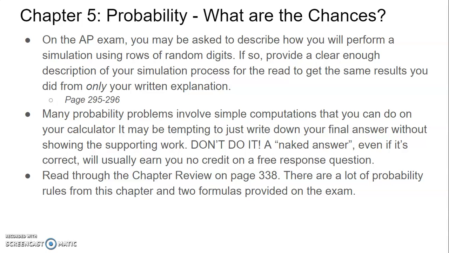And then I highly recommend chapters 5 and even 6, really looking through that chapter review. The chapter review for chapter 5 is on page 338. There's just a lot of rules and questions, and most people feel the least prepared for the probability section. And that's where we're going to head next as we assign some progress checks as well.